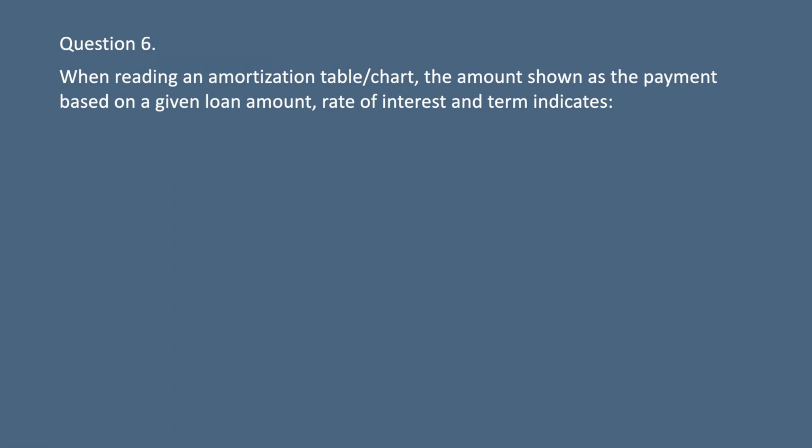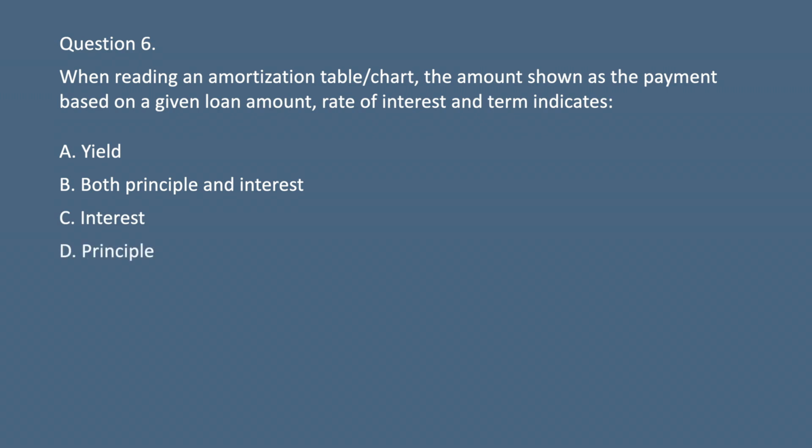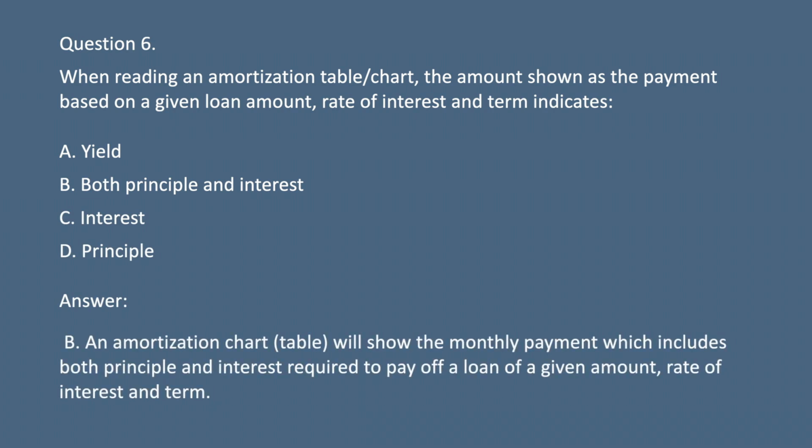Question 6. When reading an amortization table/chart, the amount shown as the payment based on a given loan amount, rate of interest and term indicates A. Yield. B. Both principal and interest. C. Interest. D. Principal. Answer. B. An amortization chart, table, will show the monthly payment which includes both principal and interest required to pay off a loan of a given amount, rate of interest and term.